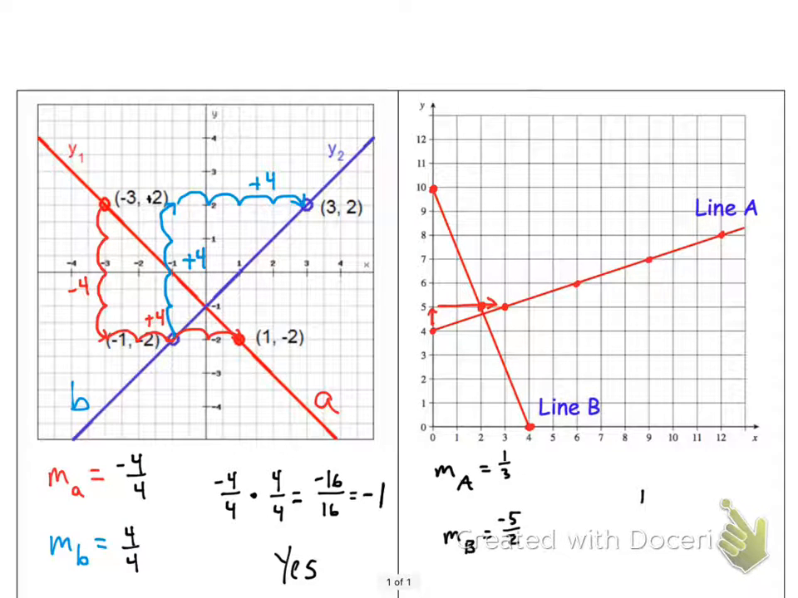Okay. Let's multiply these together. I've got 1/3 times -5 over 2. Multiply across in the numerators, I get -5. Multiply across in the denominators, I get 6. So are these lines perpendicular? No. They are not. They're close. The closer you get to -1, the more they'll look perpendicular. But these are not perpendicular. And that's the important thing for our purposes.